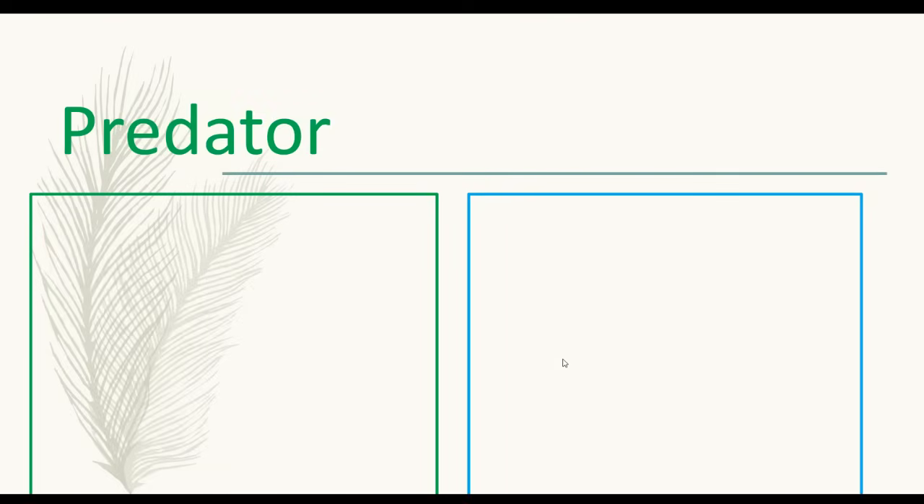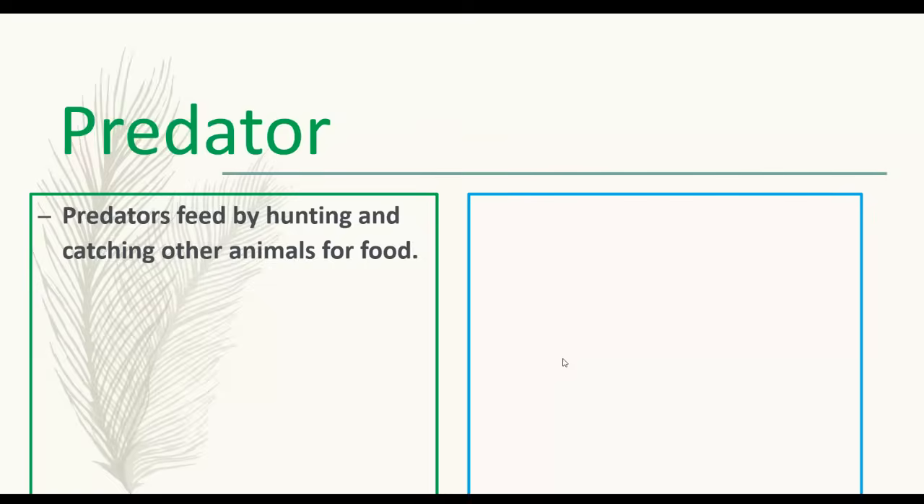Again, this is something you should have learned in third grade. A predator feeds by hunting and catching other animals for food. So a predator is usually somebody that goes and hunts another animal so they can eat.